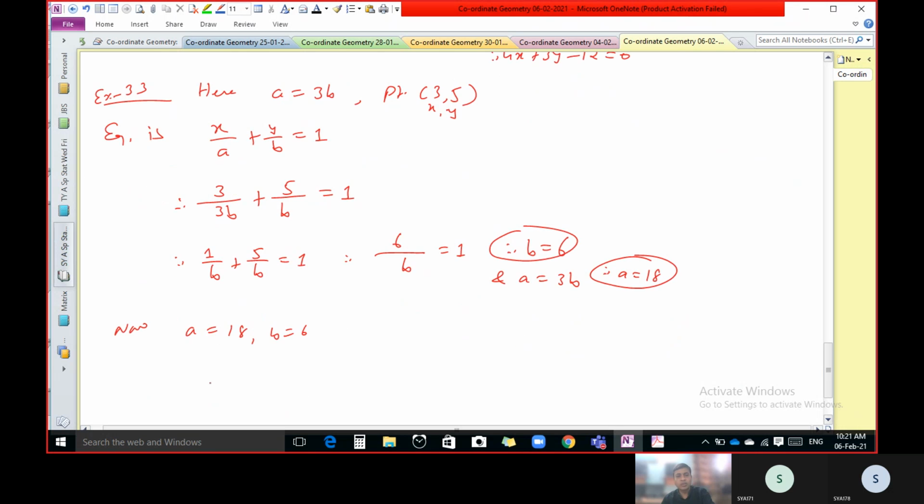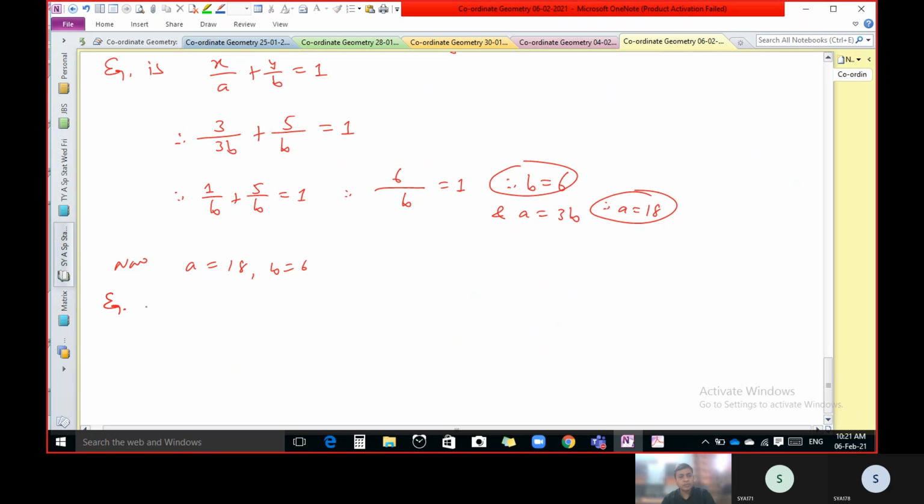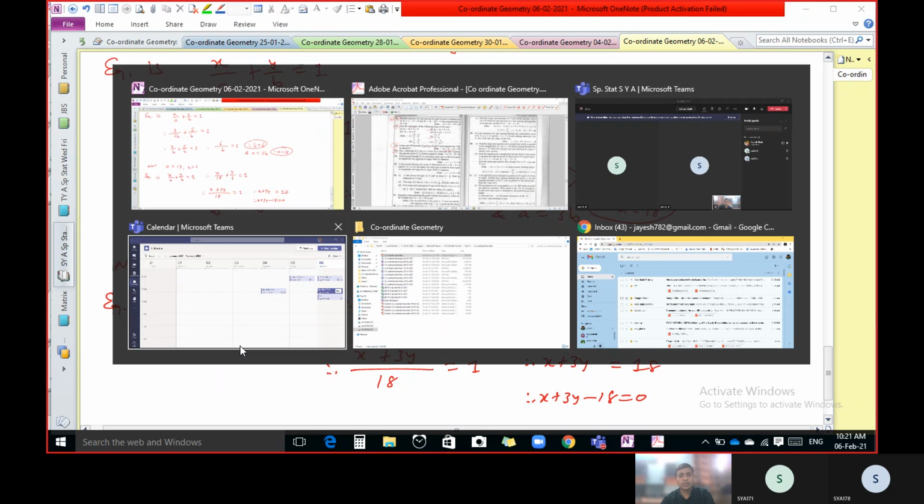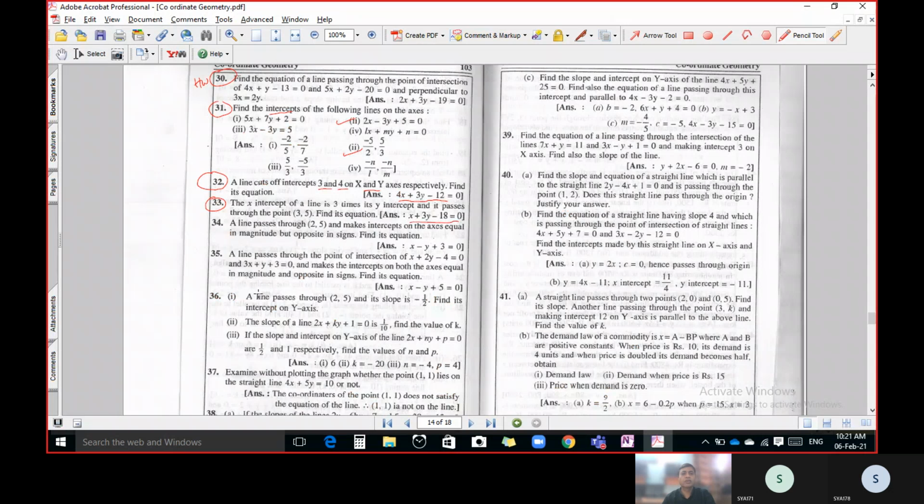Now the equation is, use once again the same formula, x upon a plus y upon b equal to 1. So x upon 18 plus y upon 6 equal to 1. What is the LCM here? 18 is the LCM. So we get x plus 3y equal to 18, so x plus 3y minus 18 equal to 0. This is our final answer. That is the answer.